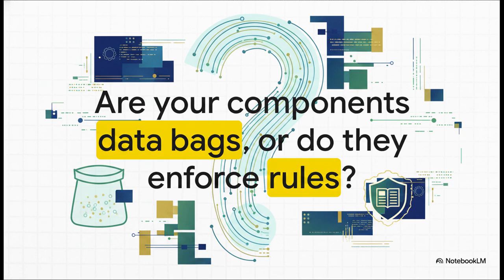So we've covered the whole stack, which leaves me with one massive question for you to chew on. Are your components just anemic, empty data bags, or do they actually enforce the rules of the business they represent? When you walk into that technical defense, remember, your architecture shouldn't just be code that compiles. Through clean architecture, domain-driven design, and Kotlin strict types, it needs to flawlessly mirror the real-world business it serves.